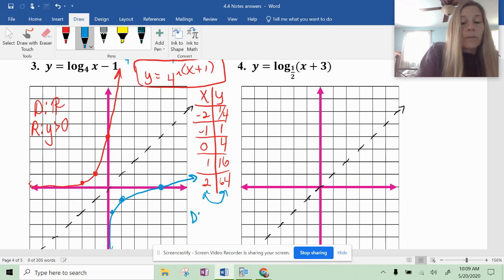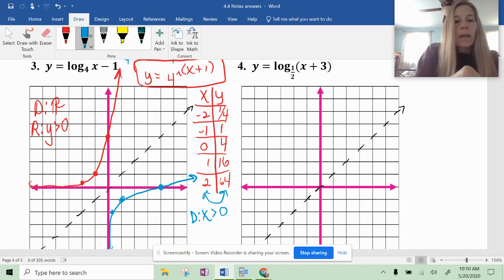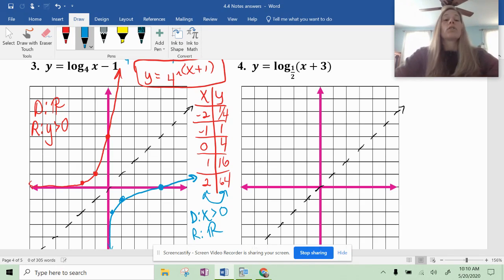So my domain for this one is the restricted one. X's are all greater than 0. They all have to be positive. And you can see on the graph that it has a vertical asymptote this time. So that means all the x values are going to be above 0. And then the range is where we're not restricted and we can have all real numbers.